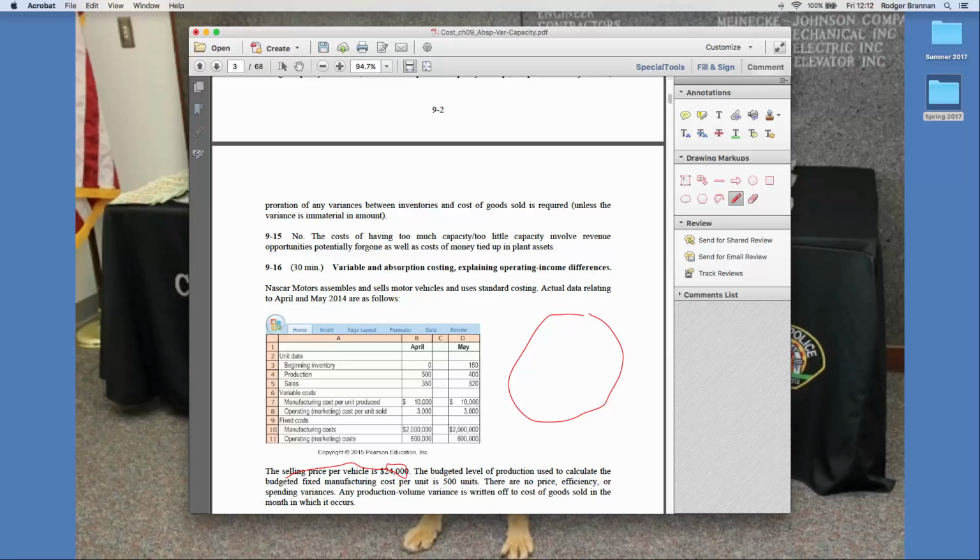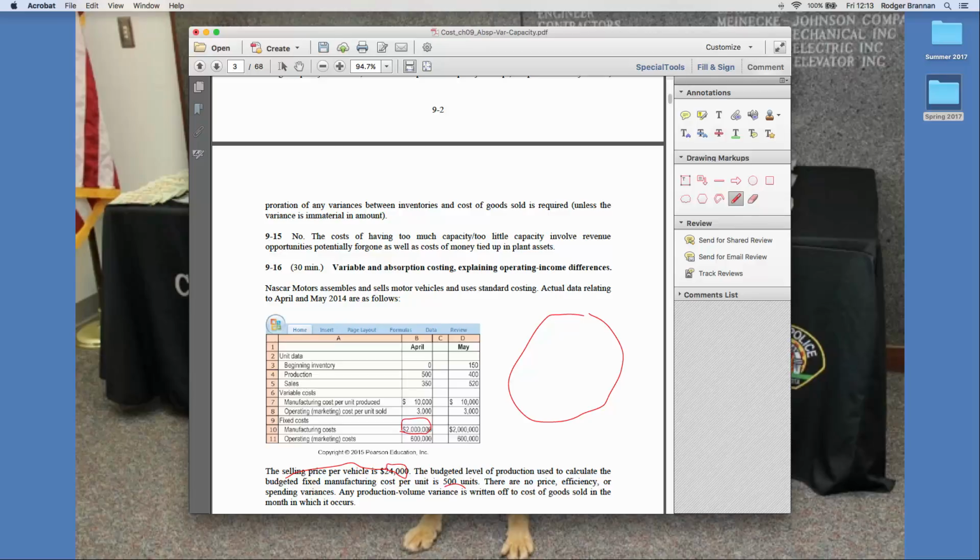Likewise, they tell me that the fixed manufacturing overhead is $2 million per month, and the budgeted rate of production is going to be 500 units. So if I take the 2 million divided by 500, it means I'm going to have a fixed cost of $4,000 per car that I'm going to allocate to it. My fixed marketing cost is $600,000. I don't have to do anything with that because that's kind of stuck there. The $600,000 will be a period cost no matter whether I use absorption or variable.